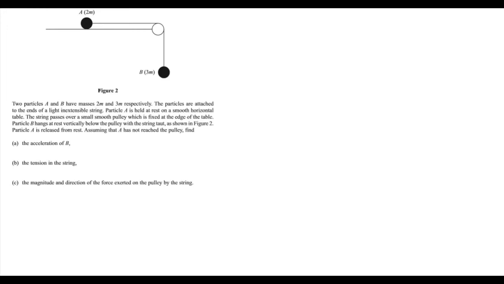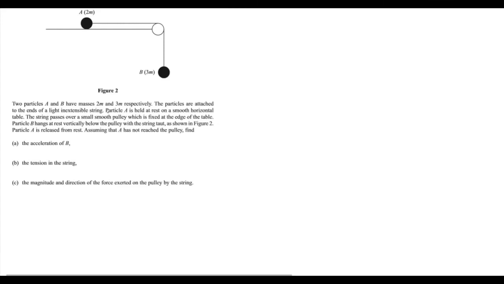The string passes over a smooth pulley, telling you that the tension is the same throughout, which is fixed on the edge of the table. Particle B hangs at rest vertically below the pulley with the string taut, as shown in figure 2. Particle A is released from rest, assuming that A has not reached the pulley, which would mean that B would have to suddenly stop midair. Find the acceleration of B, the tension in the string, and the magnitude and direction of the force exerted on the pulley by the string.